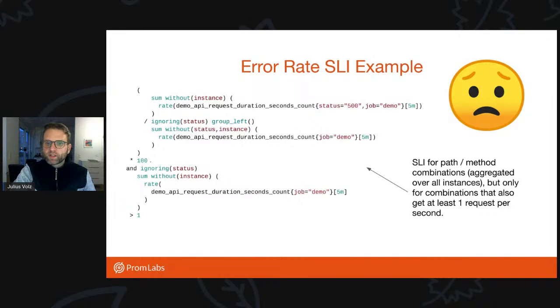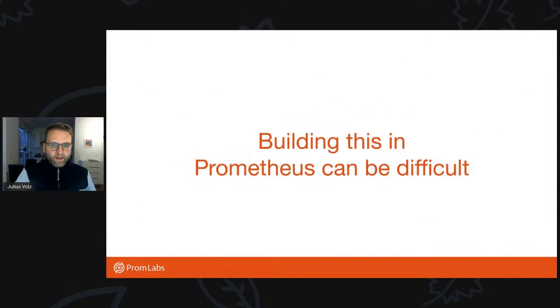And now we still wanted to add that additional criterion to say we want to exclude any path method combinations with a total request rate that is not at least 1 per second. So I'm doing that down here with this AND binary set operator, just excluding combinations that don't at least have that high of an error rate.